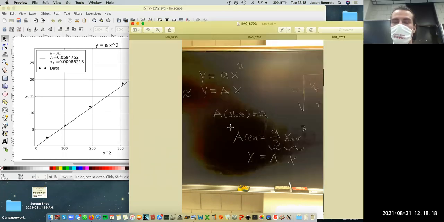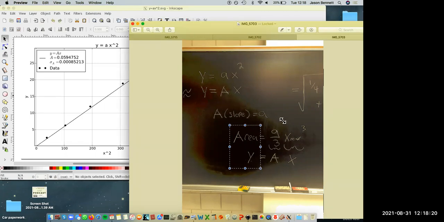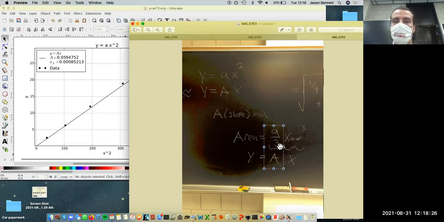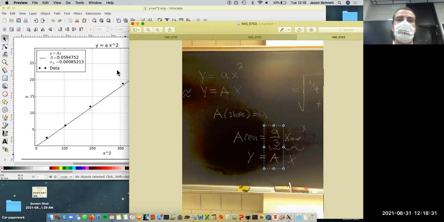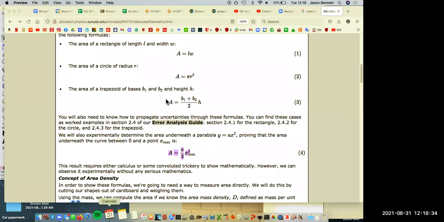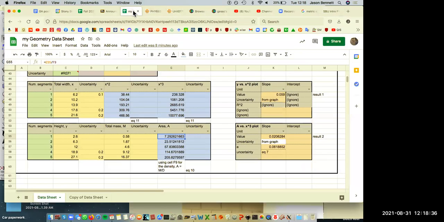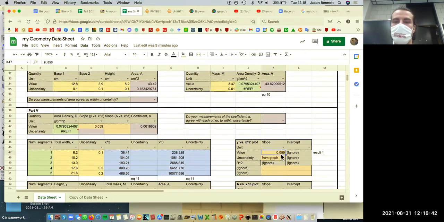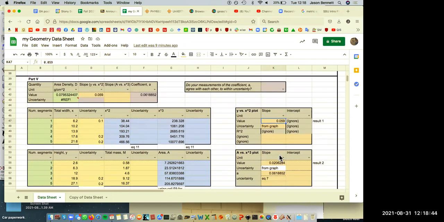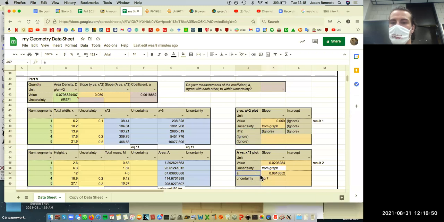And similarly for the area, now I'm doing y equals area, x to the third on the x-axis, and then my slope would be a over 3. And so what I do is I multiply the slope by 3, and that gives me another value of A. And so the objective in the very last part of the lab is to compare those A values. From the graph, you immediately know that A is that value, and then on the other one, also, I have no idea what value it is. Ignore that. I think I replaced it here. So yeah, you can just ignore all that.